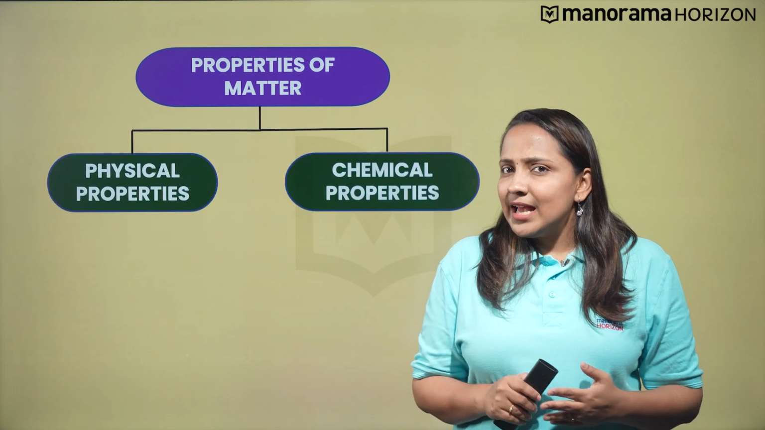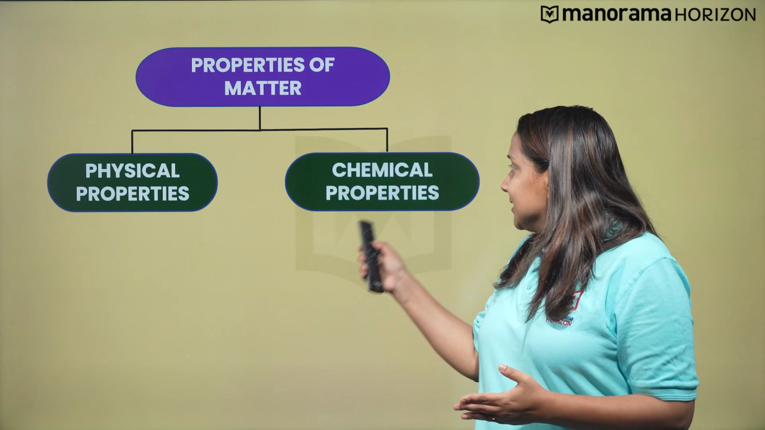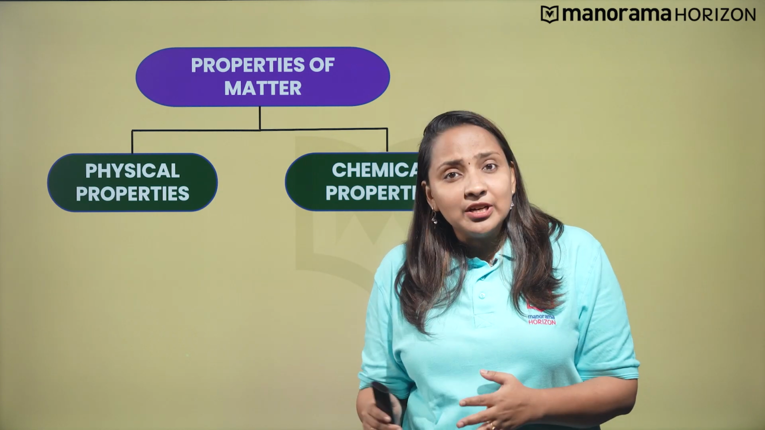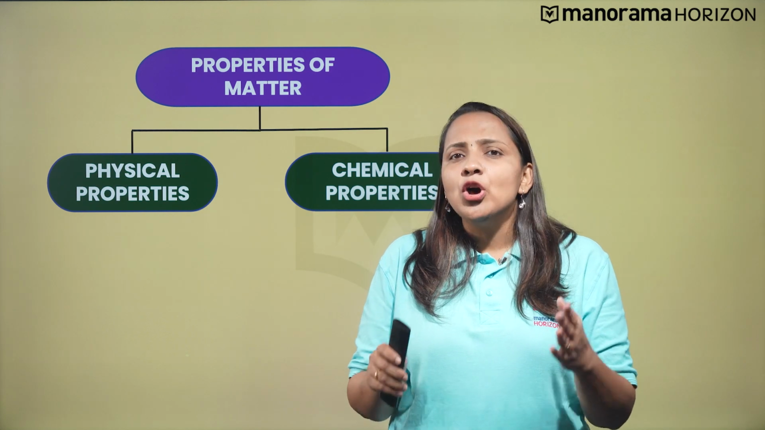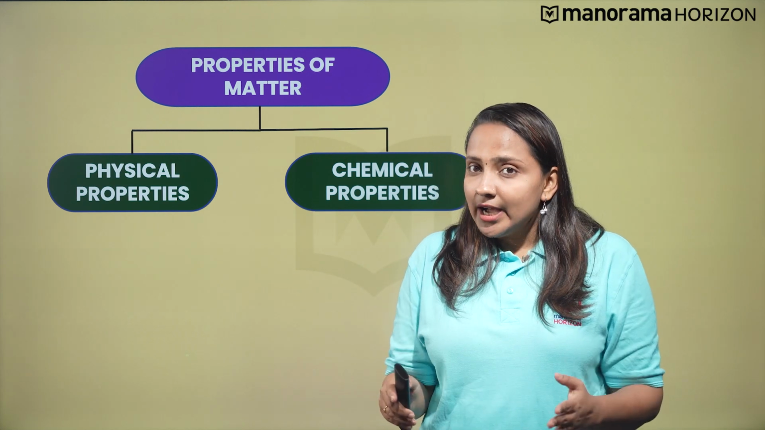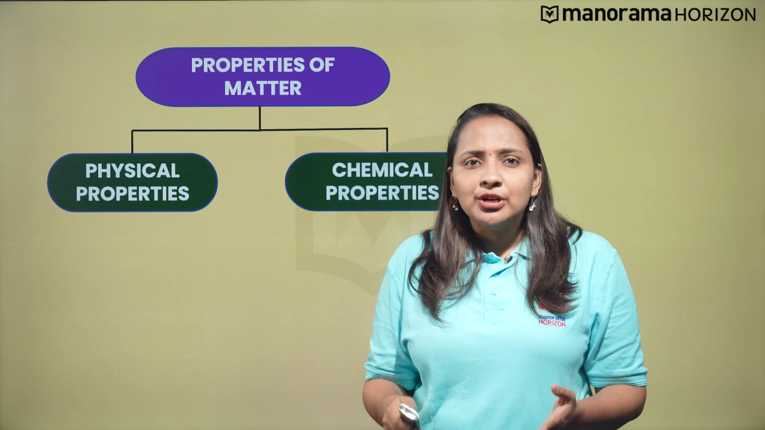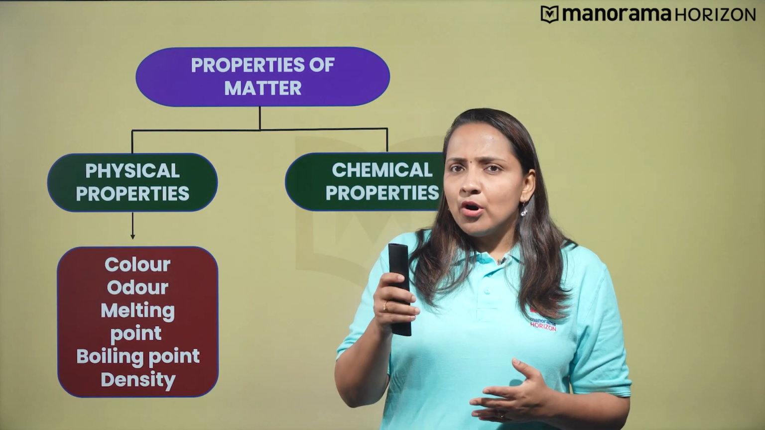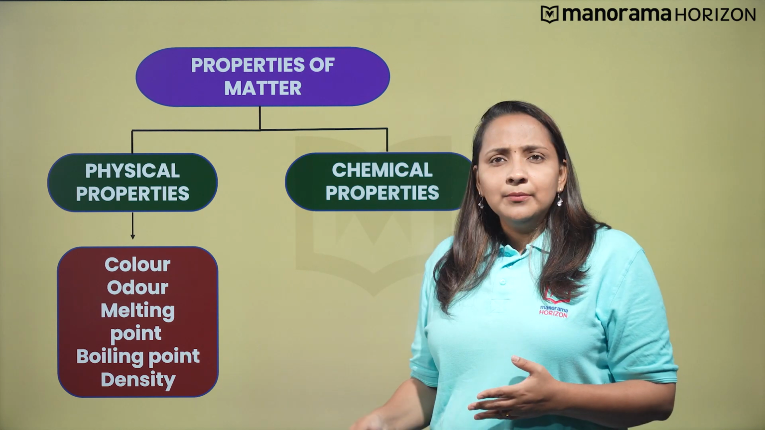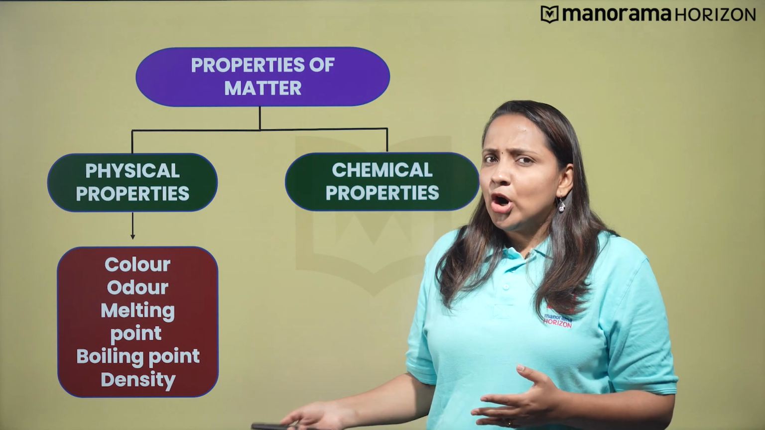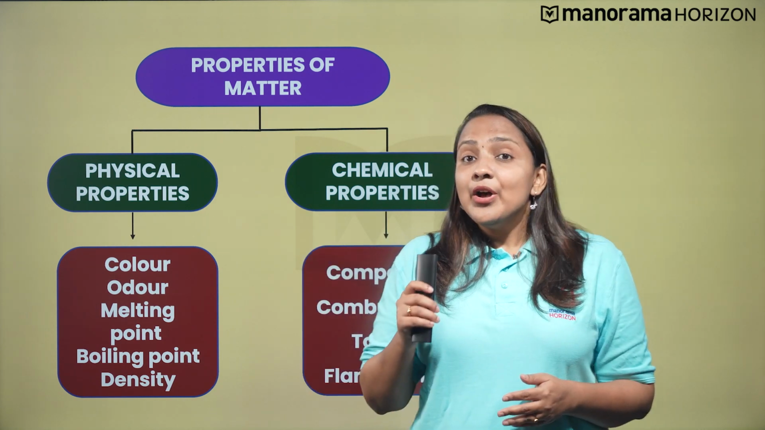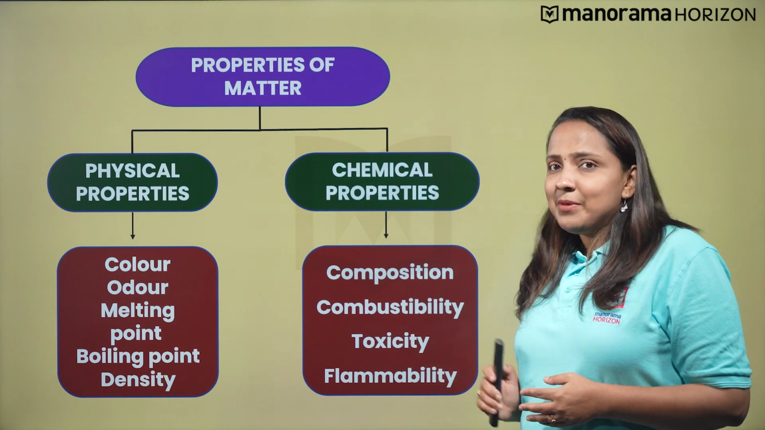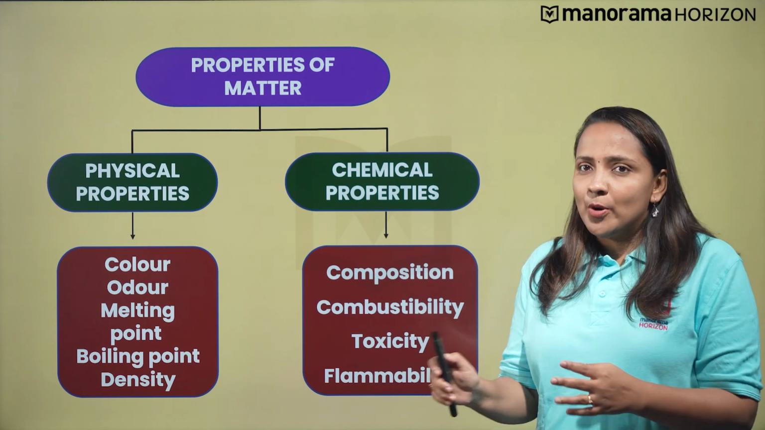Every substance has unique properties. These properties can be classified as physical and chemical properties. Physical properties can be measured or observed without changing the identity or composition of the substance. On the other hand, chemical properties can be measured or observed during the occurrence of a chemical change. Some examples of physical properties are odor, color, melting point, boiling point, density, etc. Whereas composition, combustibility, toxicity and flammability are examples of chemical properties.